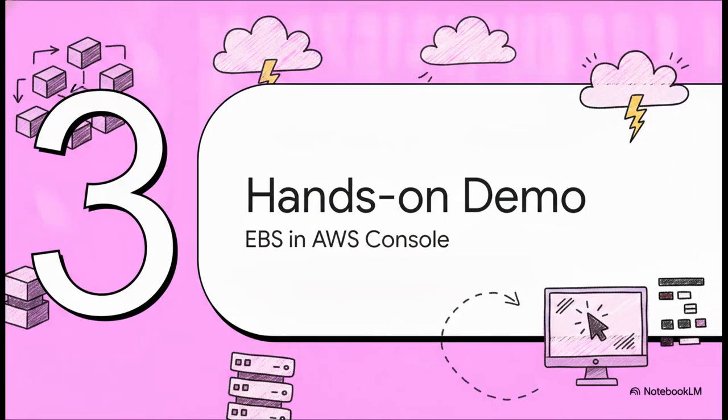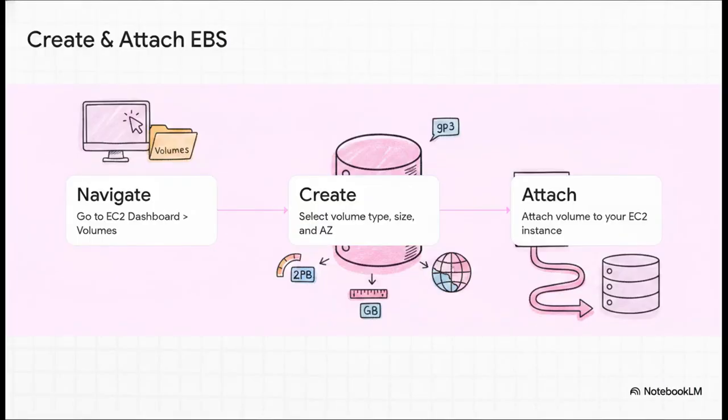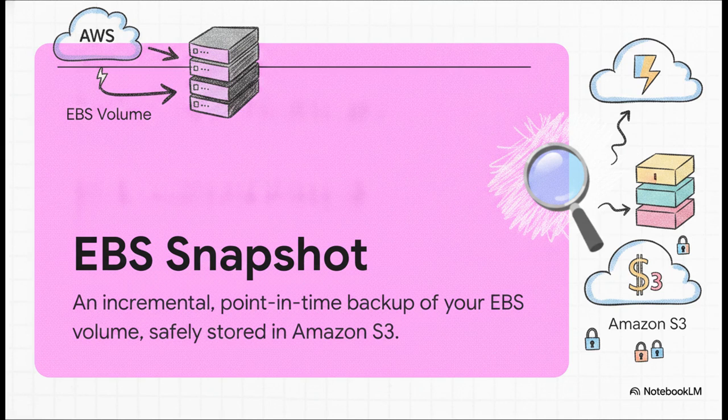All right, enough theory. Let's jump into a hands-on demo. Creating a volume in the AWS console is honestly so easy, it's almost surprising. Imagine we're looking at the console right now. First, you just head over to the EC2 dashboard and click on Volumes on the left side. Then, hit Create Volume. Pick your type, let's say GP3. Choose your size, and pick your availability zone. Once it's created, you just select it, go to Actions, and click Attach Volume to link it to your EC2 instance. Boom! Done.